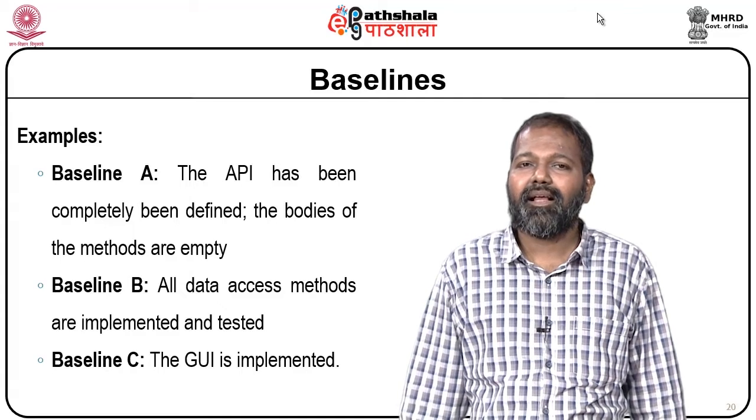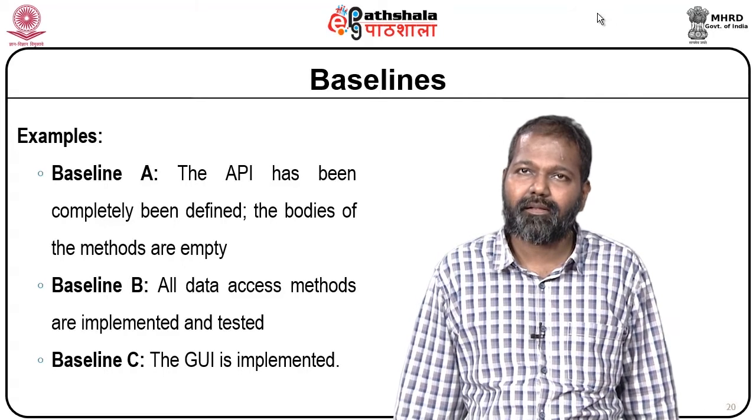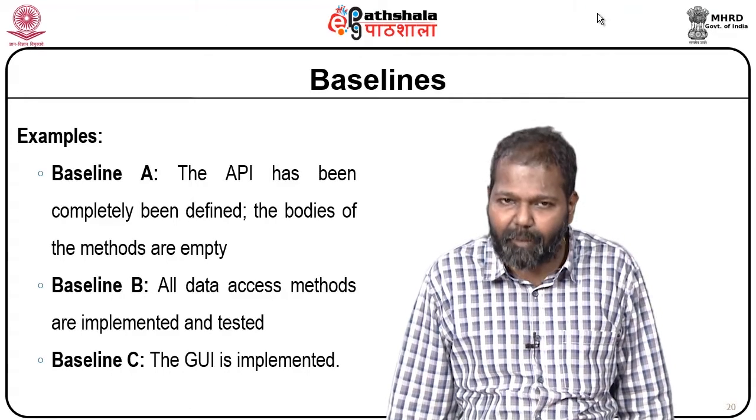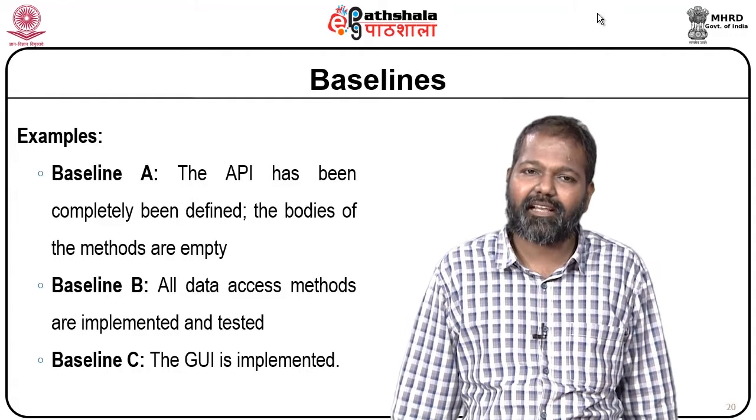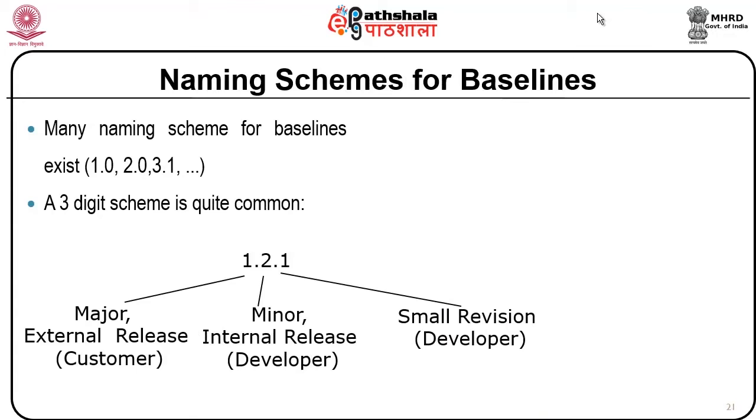Examples: baseline A, the API has been completely defined. The bodies of the methods are empty. Baseline B, all data access methods are implemented and tested. Baseline C, the GUI is implemented. Naming schemes for baselines: many naming schemes exist, 1, 2, 3, etc. In general, a 3-digit scheme is quite common. When there is a major external release to the customer, you may number it as 1, 2, 3 and so on. When there is a minor internal release by the developer, 1.2, 1.3. When there is a small revision by the developer, 1.2.1 and so on.